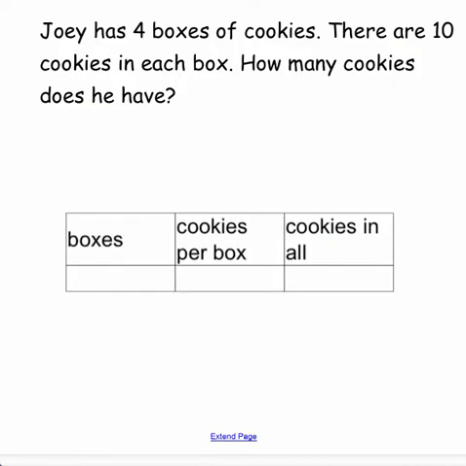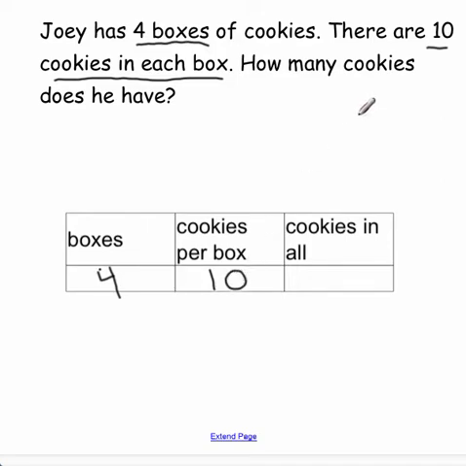Let's go ahead and try solving one. Joey has 4 boxes of cookies. There are 10 cookies in each box. How many cookies does he have? Thinking about what we know, he has 4 boxes of cookies. I'm going to use my diagram and I'm going to record a 4 where it says boxes. I'm going to keep reading. There are 10 cookies in each box. So cookies per box is 10.